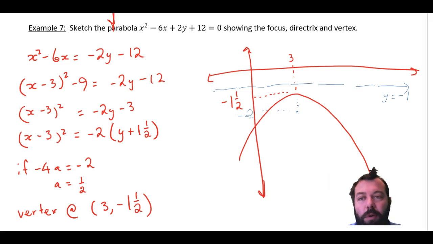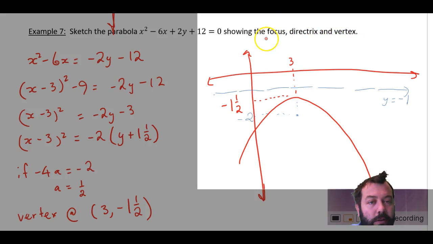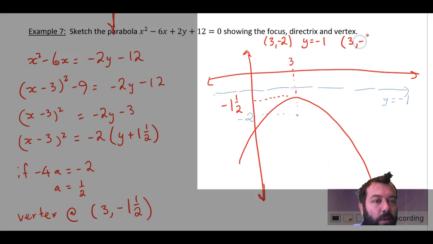And I think that's all the things that we were asked to find, so we should probably just write those down. So, sketch it and show those things. I guess we have. It's a little scruffy, I'm sorry, I'm still getting used to this graphics tablet, but look, that does give us the general view. The focus is at 3, negative 2. My directrix is y equals negative 1, and my vertex is at 3, negative 1.5.